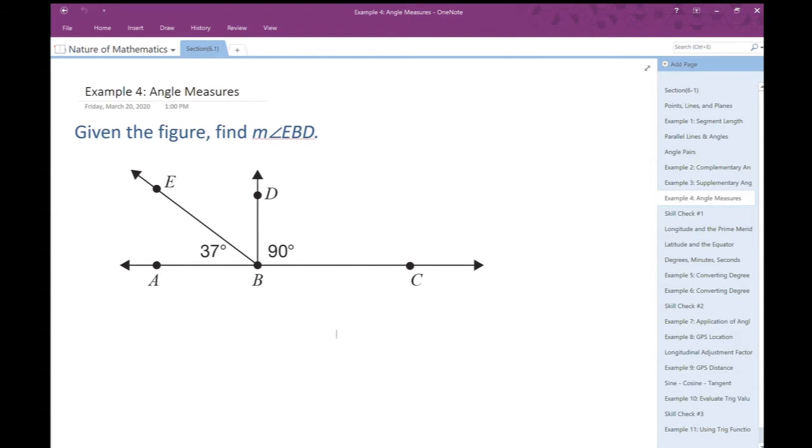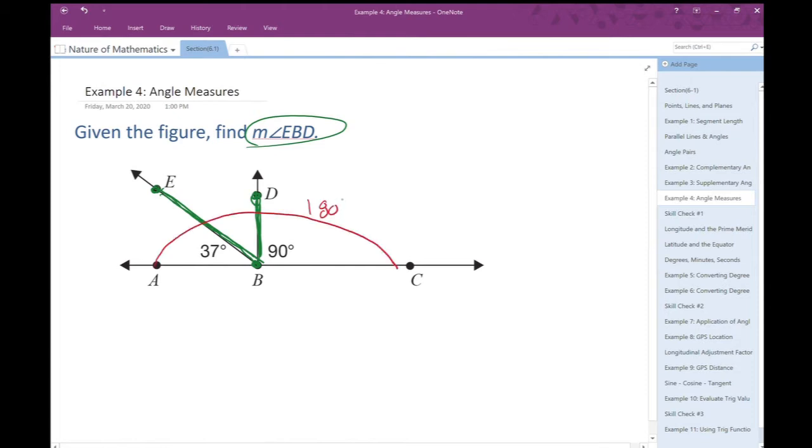Example 4, given the figure, find the measure of angle EBD. So again, we start by locating our angle in the drawing. We start at E, we trace along to B, and then to D. So this is our angle that we're looking for. And we know angle ABC is a straight angle. So we can say that angle ABE plus angle EBD plus angle DBC equals 180 degrees.